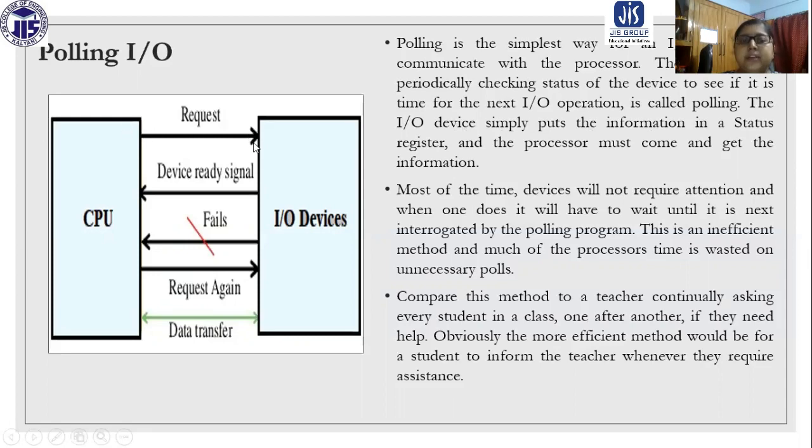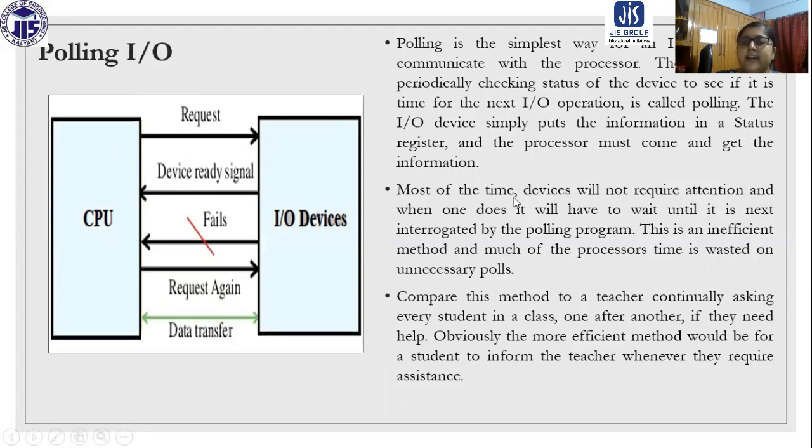So the CPU is requesting the I/O devices. If the device gets the device ready signal, then the I/O is established. If the device fails, then the CPU is going to request again, and if some I/O is required, then the data transfer happens.